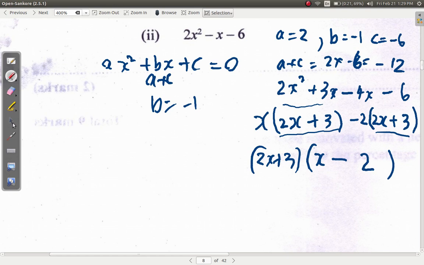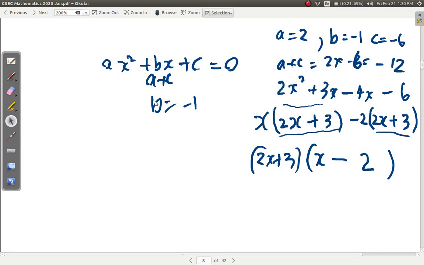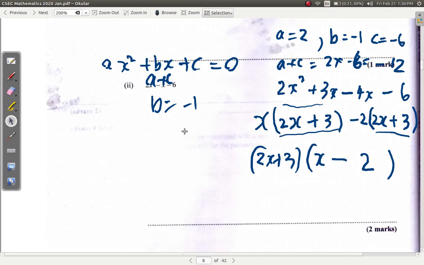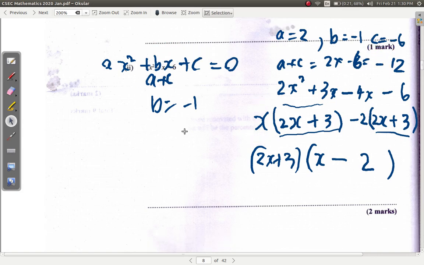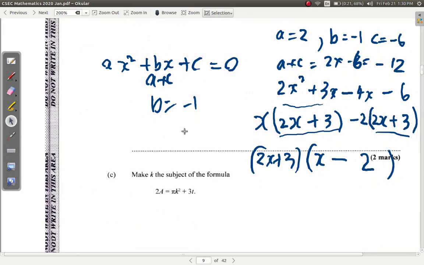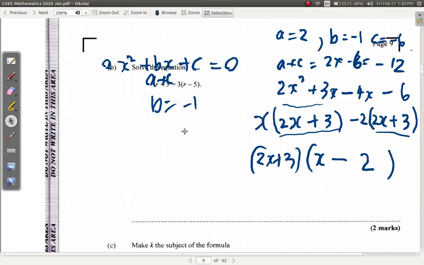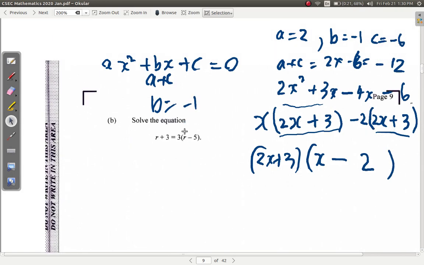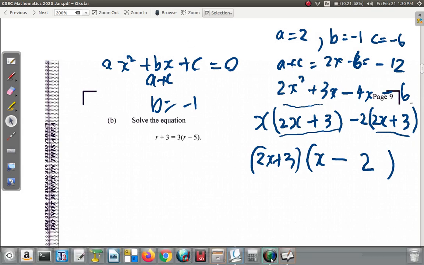Alright. Let's zoom out a bit and see what else they have to say here. This was part B. Alright, let's leave part B for another video. We're going to solve this equation. So I will see you then.